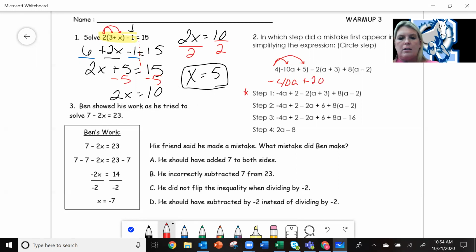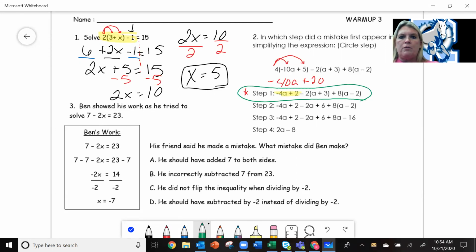Well, let's look here. Is that what they have right here in the first step? Nope. Well, look no further. That's where the mistake is. Okay, they didn't multiply right. It should have been negative 40, and they just have it as negative 4. Okay, so now let's try number 3.